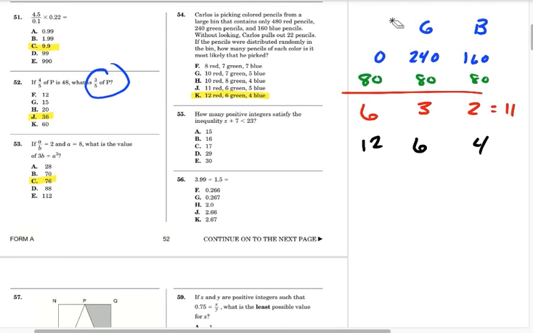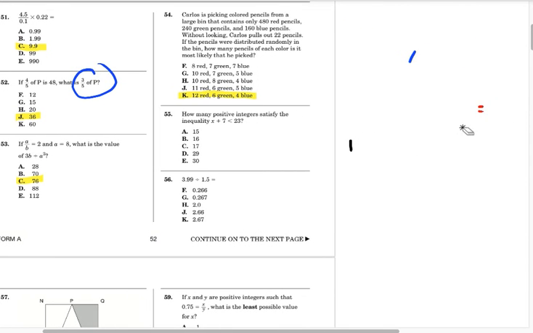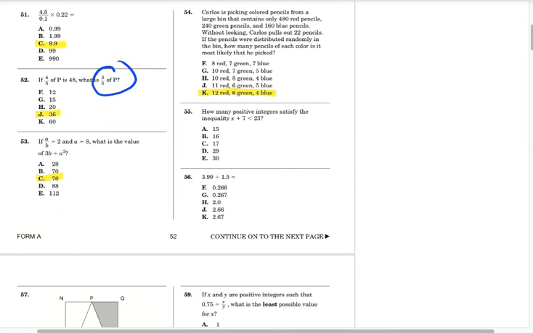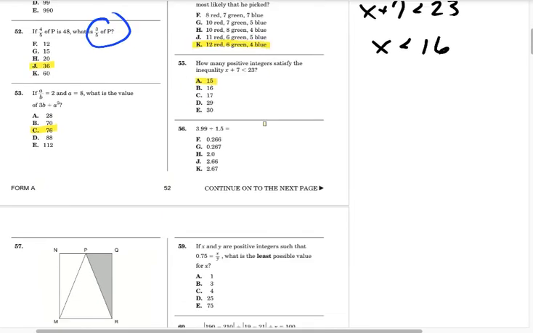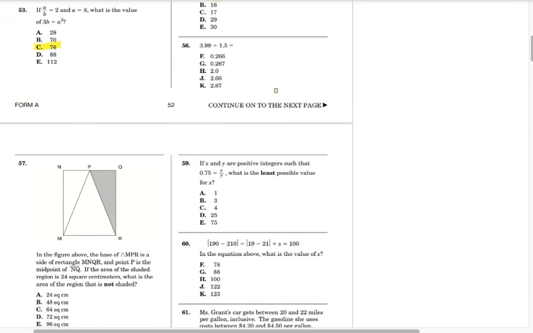Moving on to 55. Okay, we have an inequality. And they want to know how many integers satisfy the inequality. So let's solve it real quick. X plus 7 is less than 23. So X is less than 16. We subtract 7 from each side. So 1 through 15, 15 numbers are less than 16. 16 doesn't count, obviously.